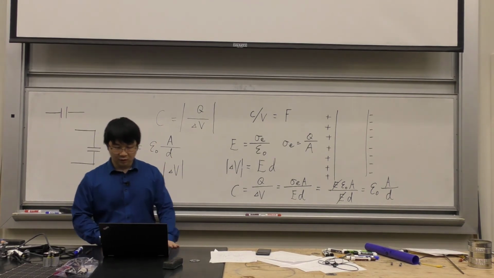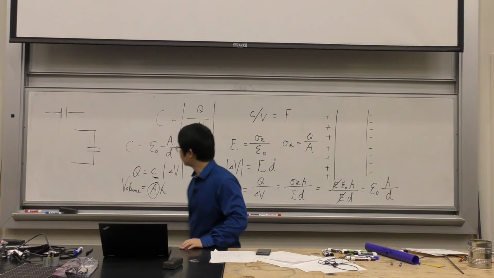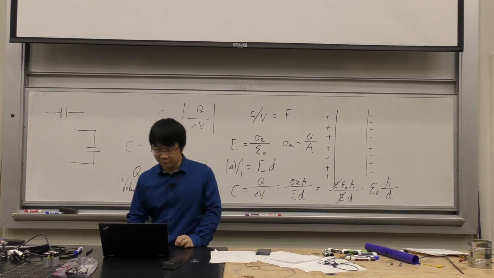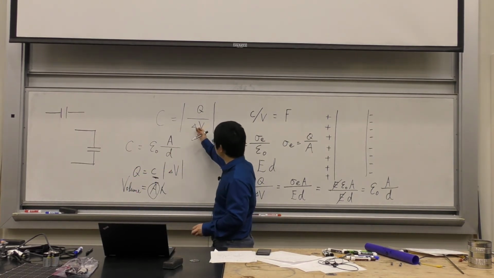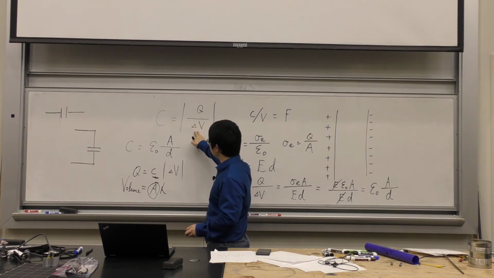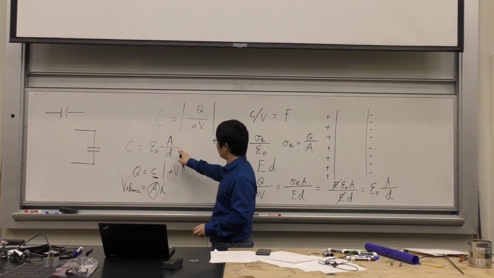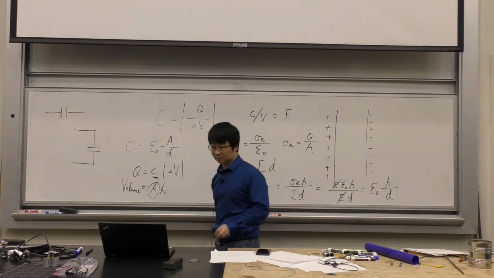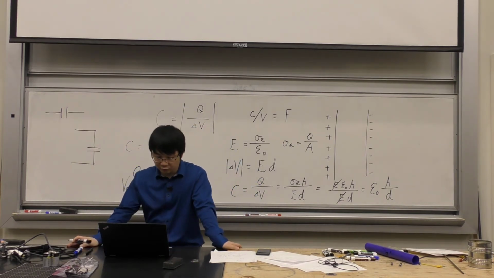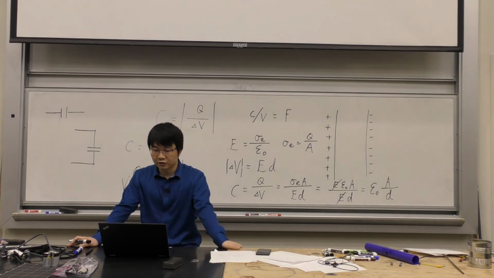Now let's see. I want you to use this question on slide 5 to practice this general definition of the capacitance and this derived equation for parallel plate capacitance. So let's take a look at this question. 3 centimeters times 5 centimeters plates are spaced 2 millimeters apart. If the electrodes are connected to a 125 volt battery, what is the magnitude of the charge on each electrode?